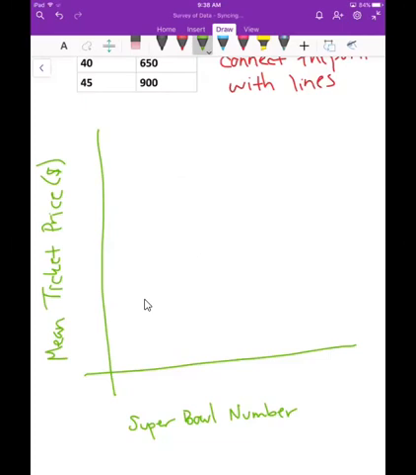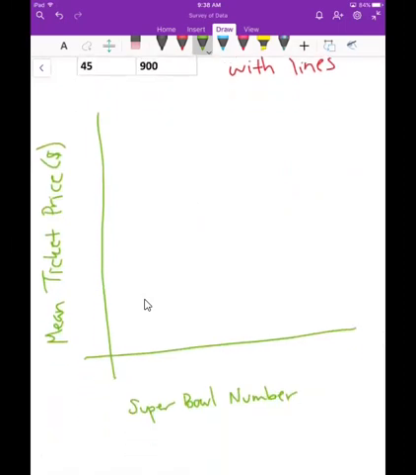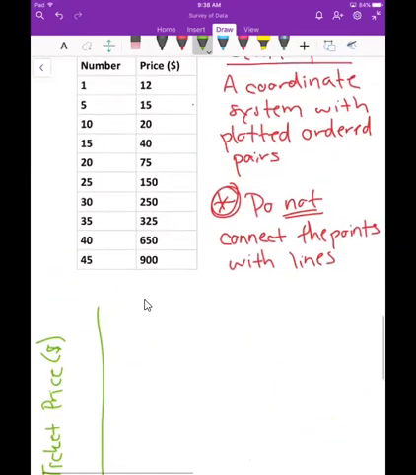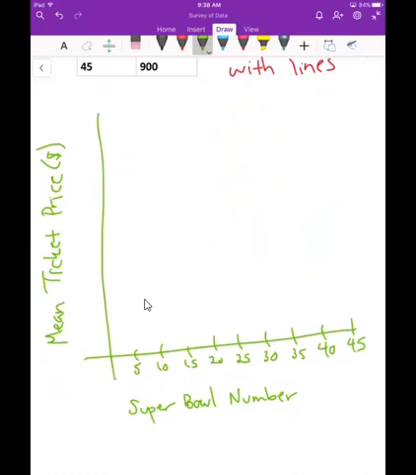Now I need to set up my axes so that they span the numbers. You can see up here the Super Bowl number goes from 1 to 45. So I'm going to go by 5s on my axis here. So I've got 5, 10, 15, 20, 25, 30, 35, 40, 45, okay? And then our ticket price spans from 12 to 900. So I'm going to go by hundreds here to get that to fit in.